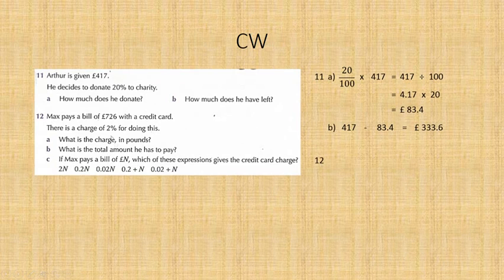Okay, question number 12. Max pays a bill of 726 pounds with a credit card. There is a charge of 2% for doing this. What is the charge in pounds? Okay, so the charge is 2% of this number. 2% means 0.02, or 2 over 100, multiplied by 726. So here I will just move the decimal point 2 steps to the left.